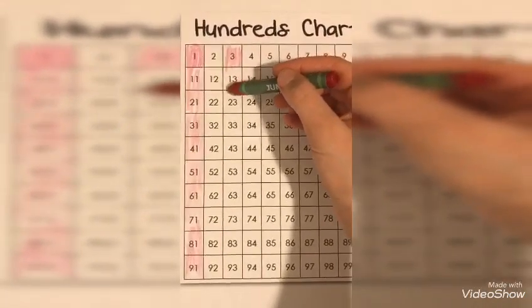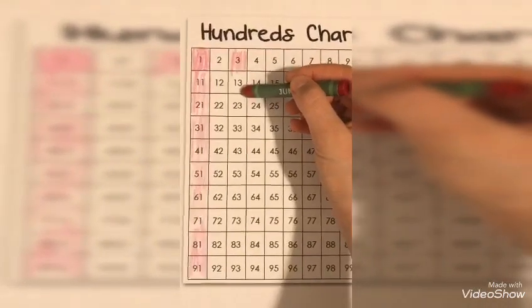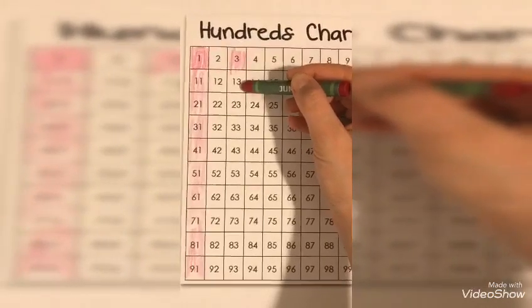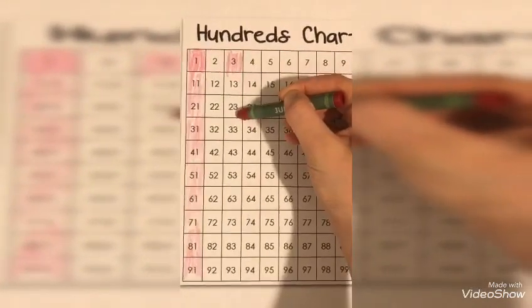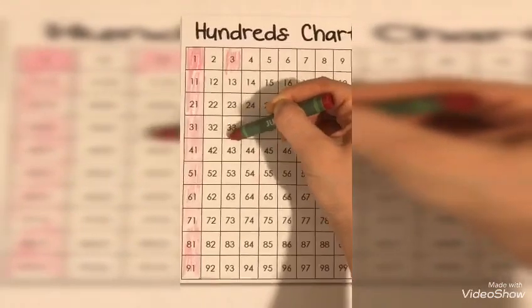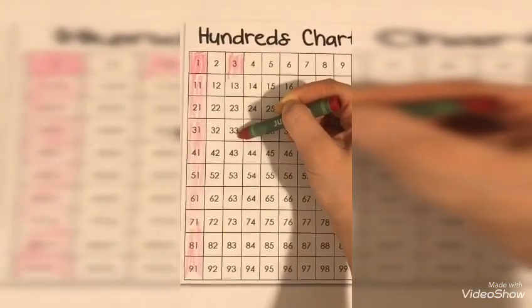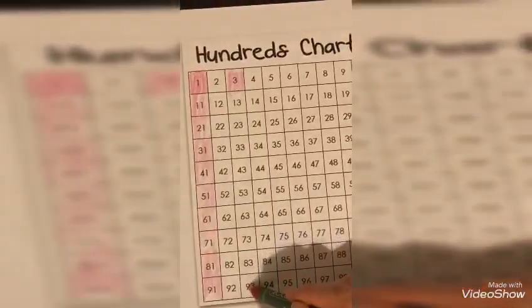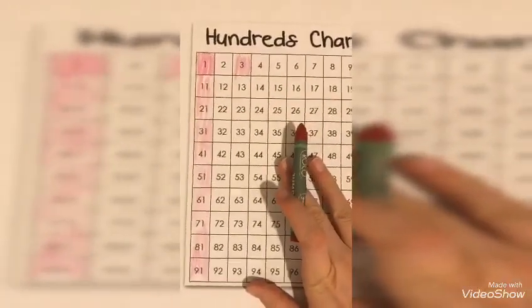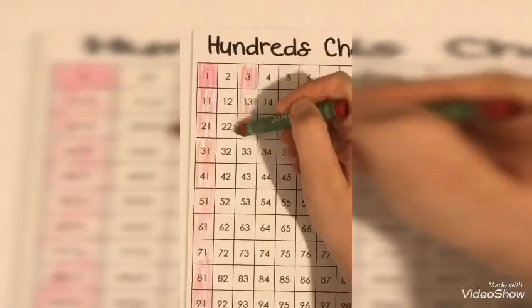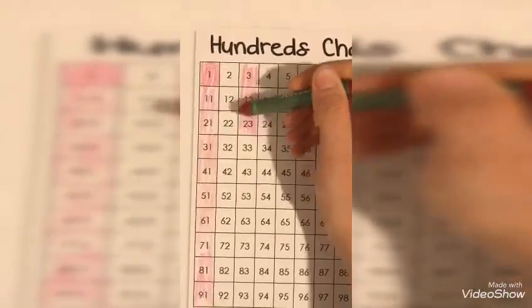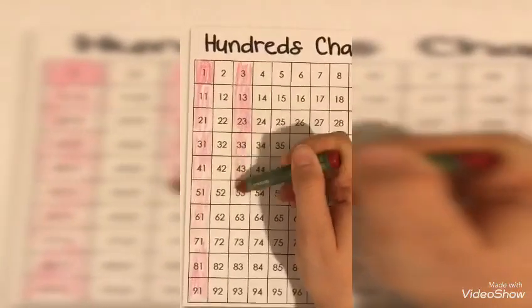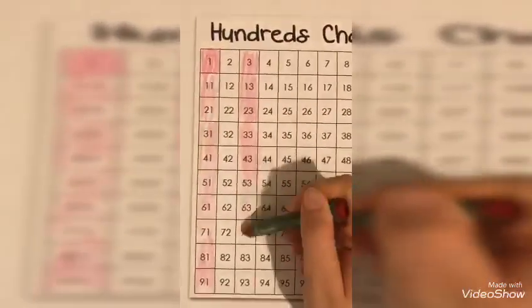Now look here, 13, it ends with number 3. 23, it ends with number 3. 33, it ends with number 3. All these numbers that end with number 3 are odd numbers. So let's color them together. Red color.